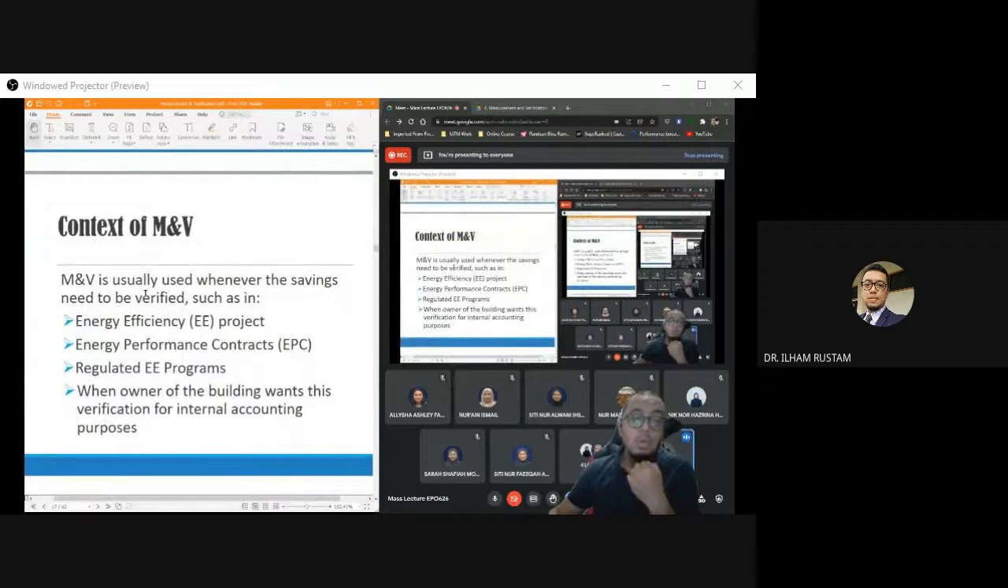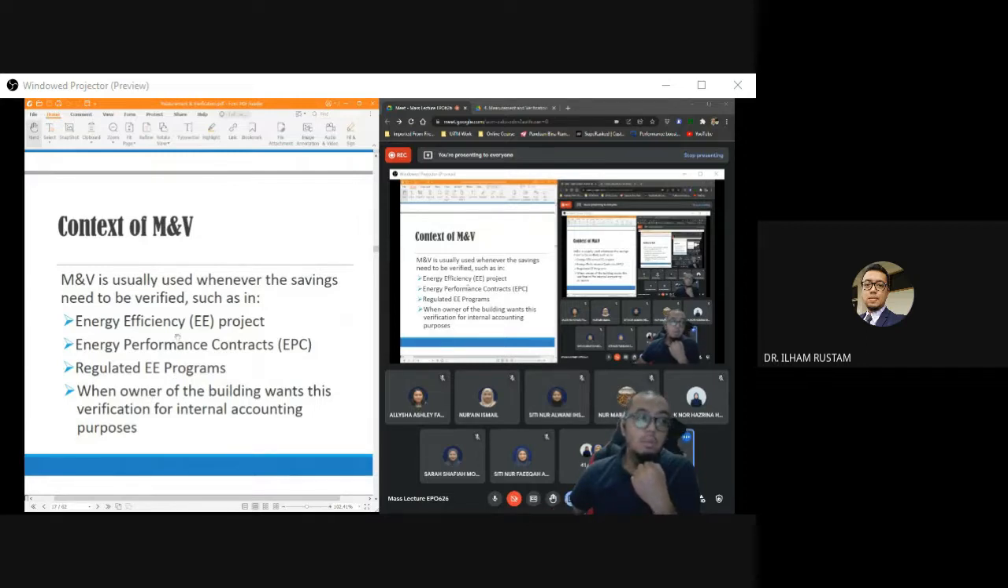So MNV is usually being done whenever there are savings that need to be verified. When we are talking about savings, again, it's cost, and cost in terms of ringgit and cents. So it is being used in the context of energy efficiency, energy performance contracts, regulated EE programs, and also whenever the owner of the building wants this verification for their own internal accounting purposes.